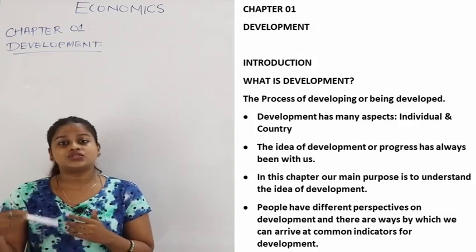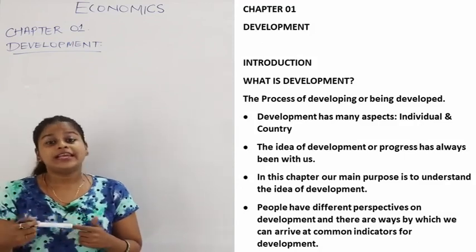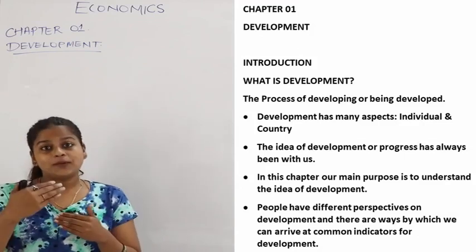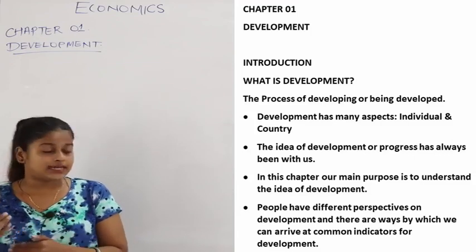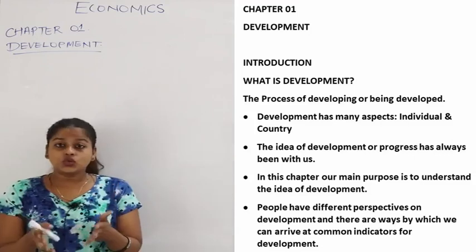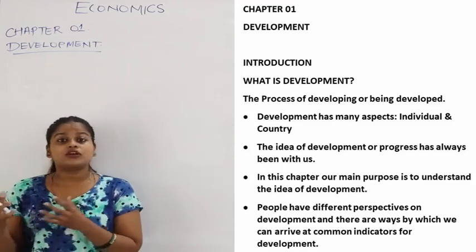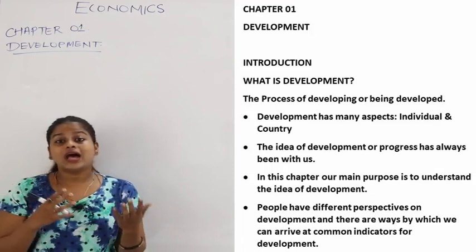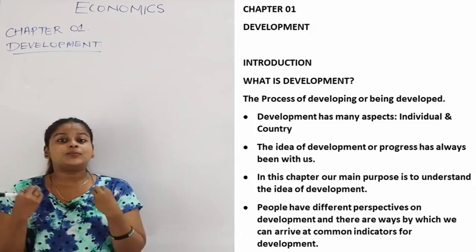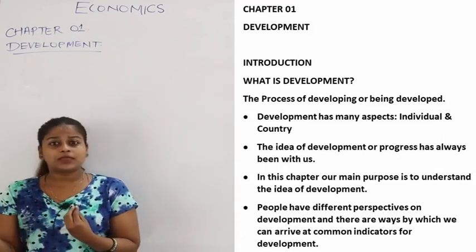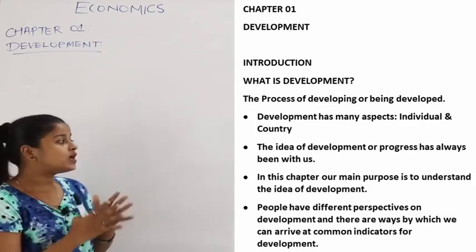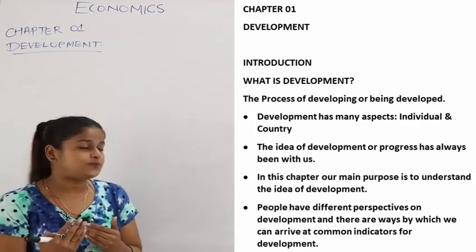Similarly, the country has to develop and is developing each time, okay? So the process by which a person or a country is making progress is called development, okay? Now, development has many aspects. As I said, for you, development will be something else, and for a country, development will be something else. For me, development will be something else, and for you, development will mean something else. It is absolutely fine as long as it is development. So that is why we say that development has many aspects.